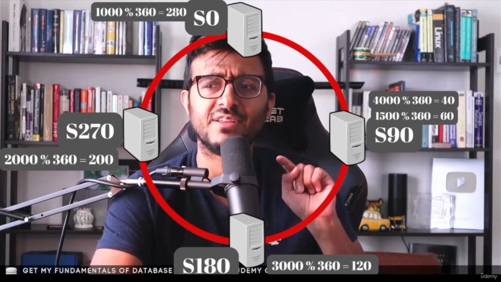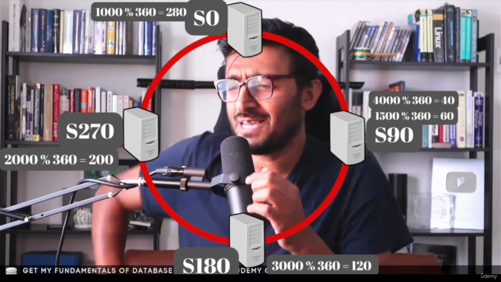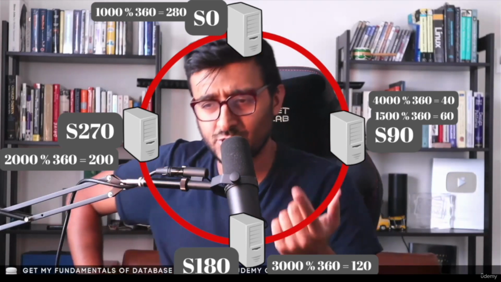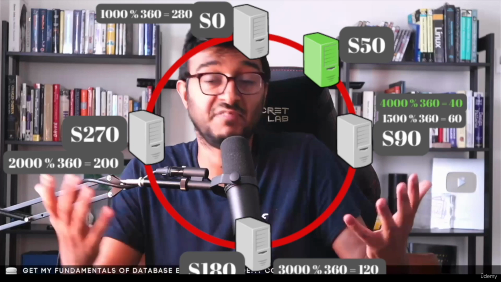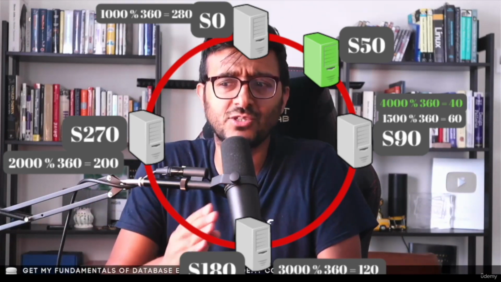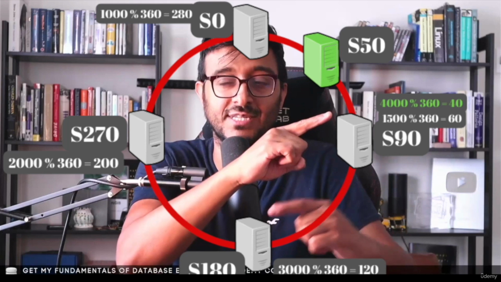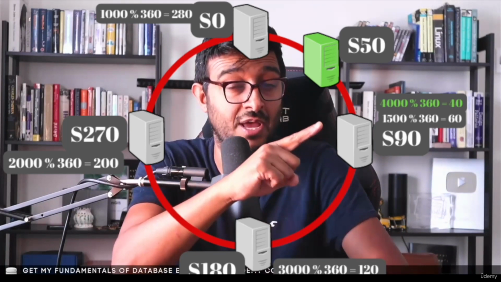Yeah, that's very interesting. Let's spice things up. Now, what if I added a new server here? Look at the beauty of this here. Now, if I add a new server here, let's say its IP address is 10.00.13, right? I do it modulo 360 and I got 50. So now my server is actually S50, fits right between S0 and S90. Keep that in mind.